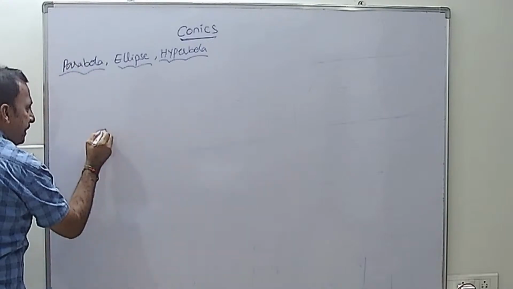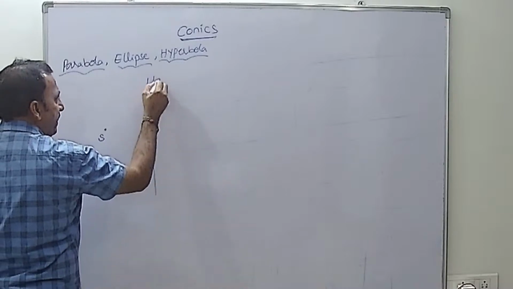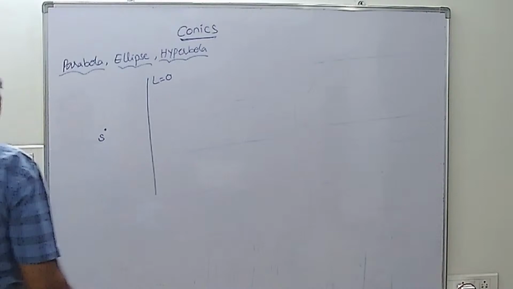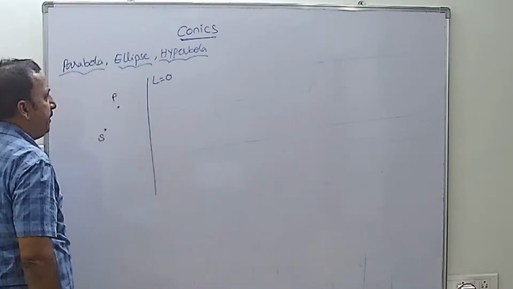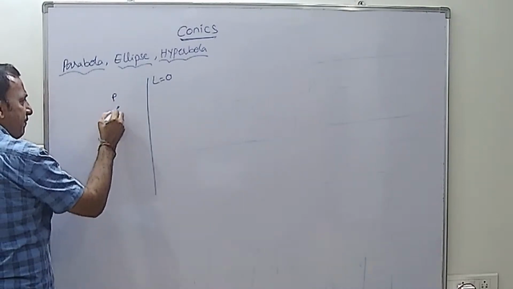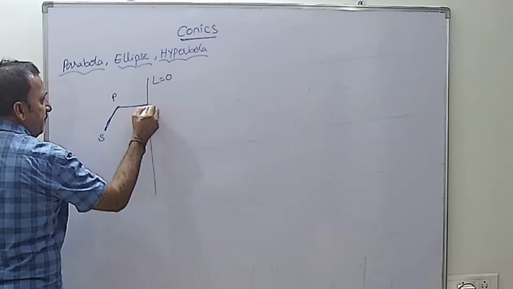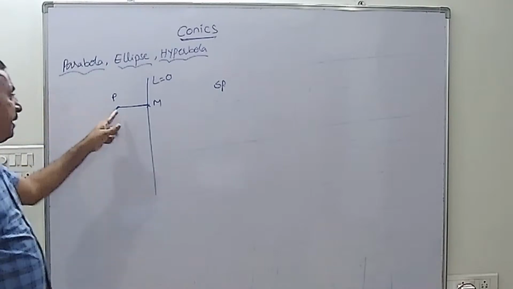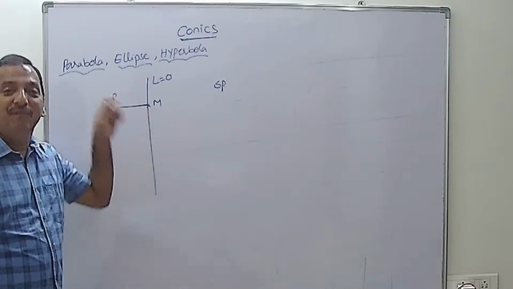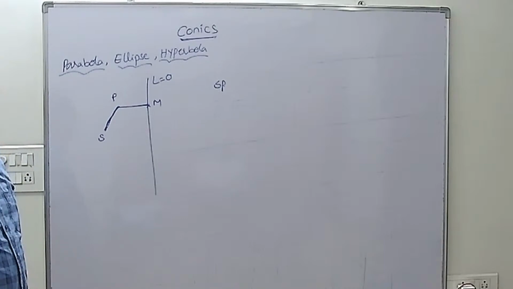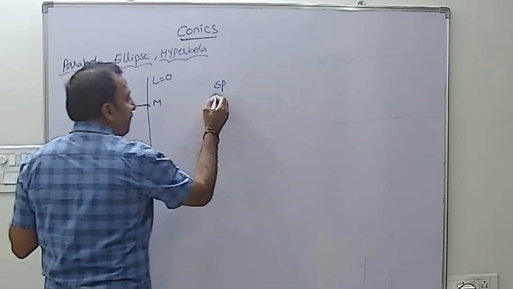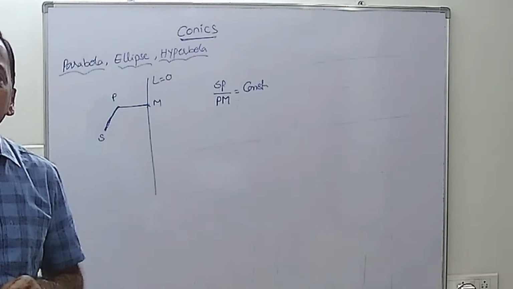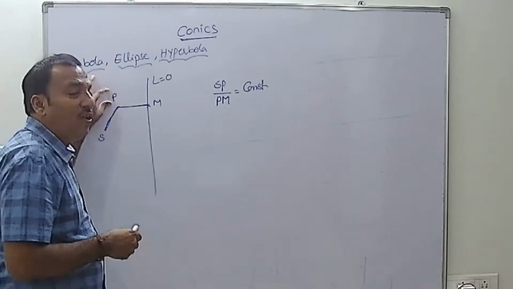See, let us consider that S is a fixed point and L = 0 is a fixed line. A point P is moving such that the ratio of the distances of that point from the fixed point and fixed line, SP is the distance of the point from the fixed point S, and PM is the perpendicular distance from P to the fixed line, that is SP by PM, is always constant. The locus of that point P is called a conic.